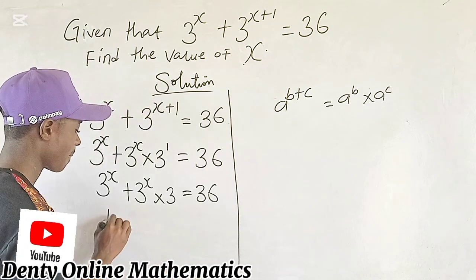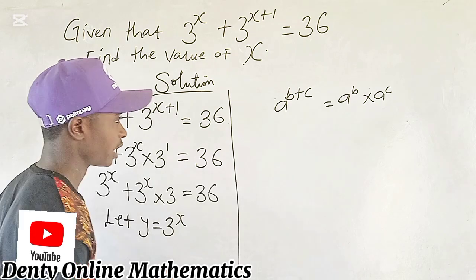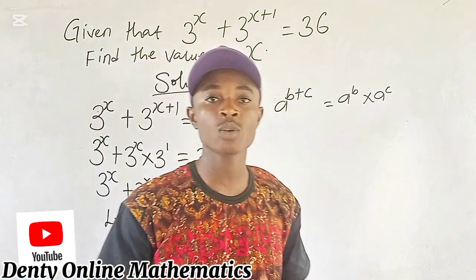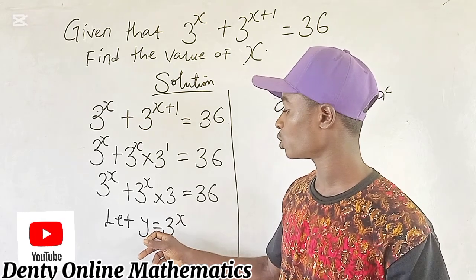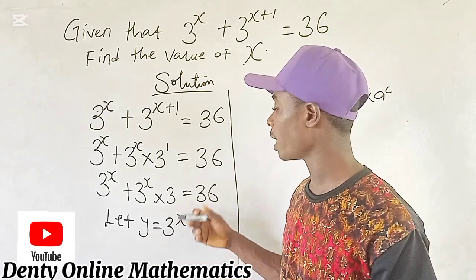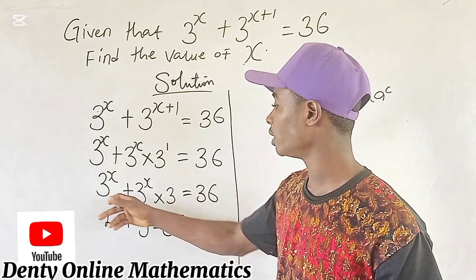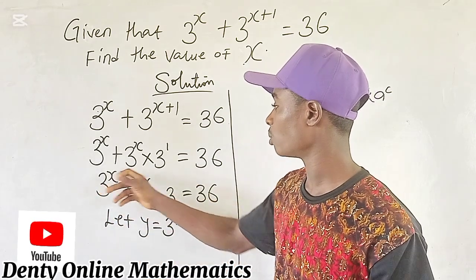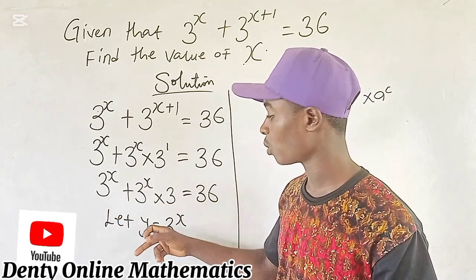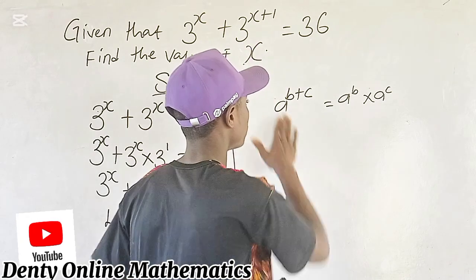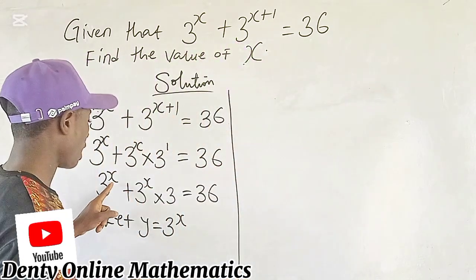Now what I will do is I will assign a variable to this. So I can say let y equal to 3 raised to the power of x. This means that anywhere I see the variable y, I'm going to replace it with 3 raised to the power of x. Or anywhere I see 3 raised to the power of x, I'm going to replace it with y. Since there is no y in this equation here, we are dealing with 3 raised to the power of x. So anywhere I see 3 raised to the power of x, I'm going to replace it with y.